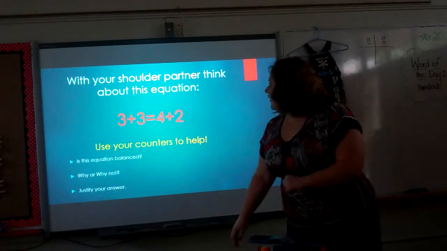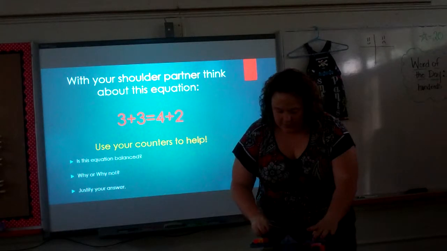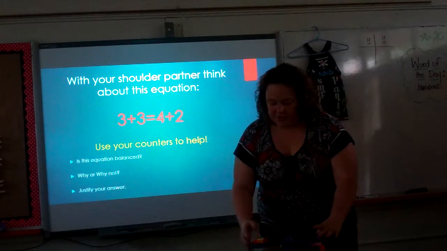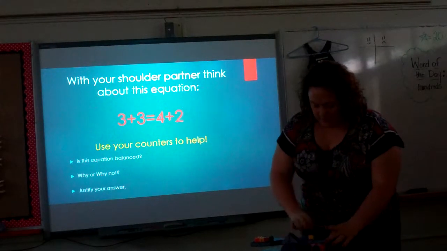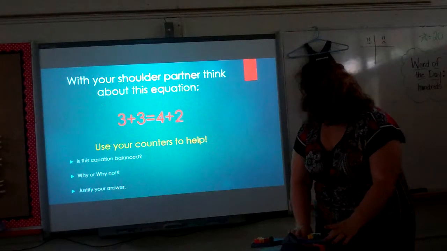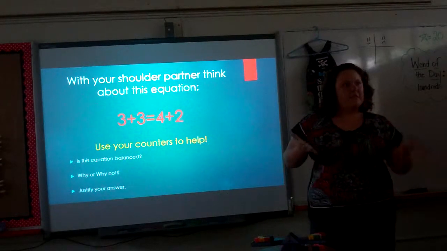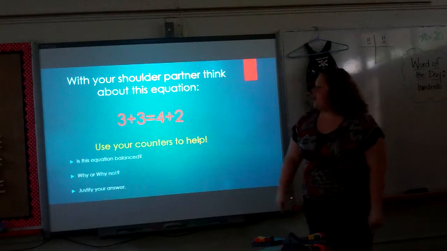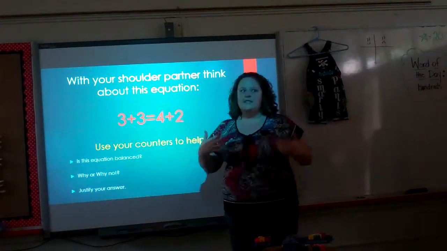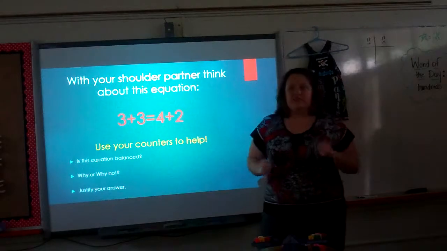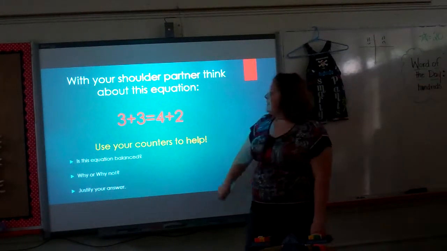Let's check our work together. First side, 3 plus 3. 3 counters plus 3 counters. Other side, 4 plus 2. 4 counters plus 2 counters. My scale seems pretty even. Let's justify our answer. 3 plus 3 is 6. 4 plus 2 is 6. Therefore, the equation is balanced because 6 does equal 6.